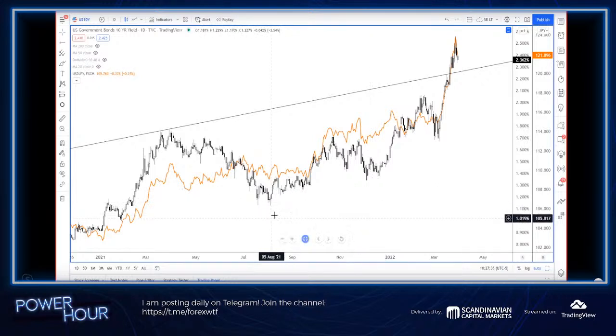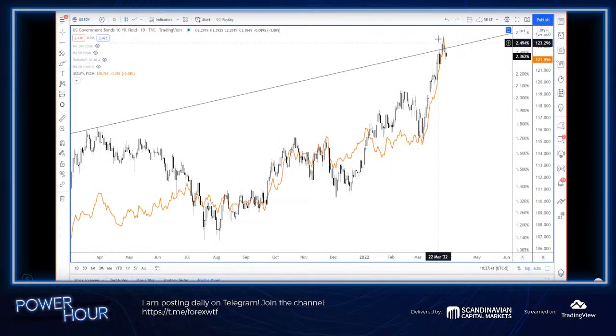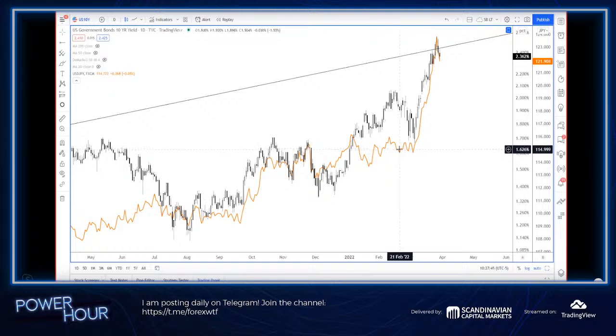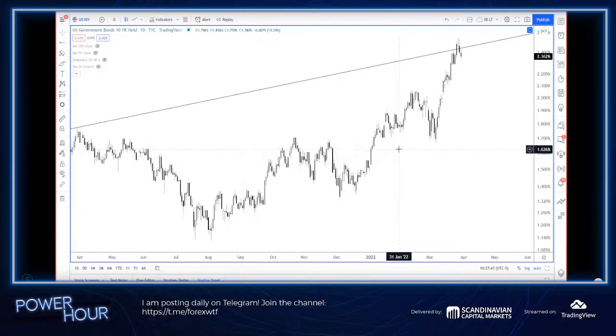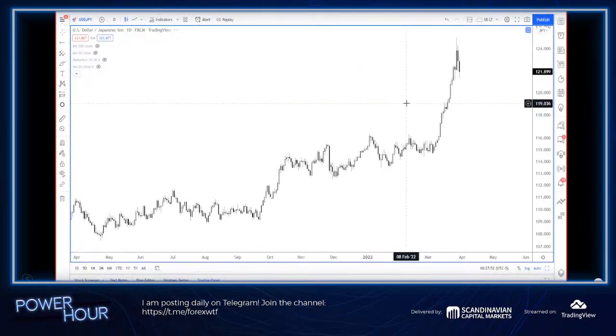Pretty darn close, right? So if you think that maybe you're going to start to come off in yields, which I kind of do, then there's a currency trade there. And let's go to dollar yen.